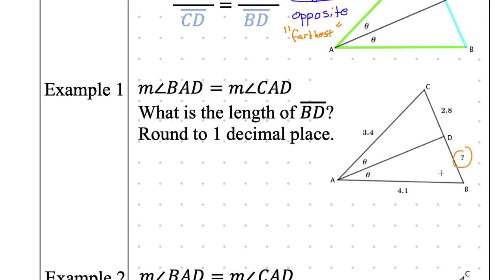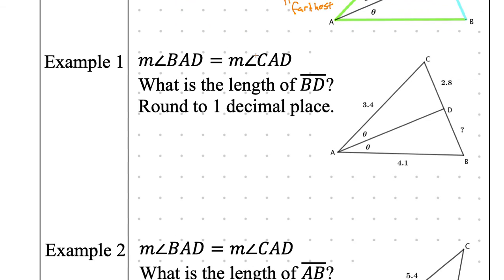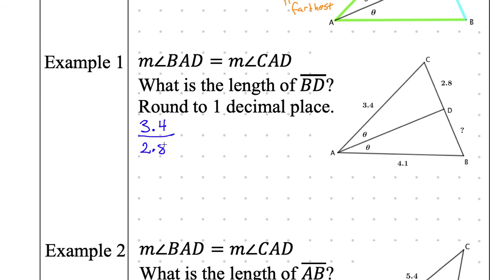All right, I need a quiet raised hand to help me set up this proportion. A ratio equals a ratio. A fraction is equal to a fraction. Just do the adjacent divided by the opposite. Andres, go for it. So we can do 3.4, you can just say 3.4, or you can say line segment AC. 3.4 over 2.8. Perfect. So far, so good.